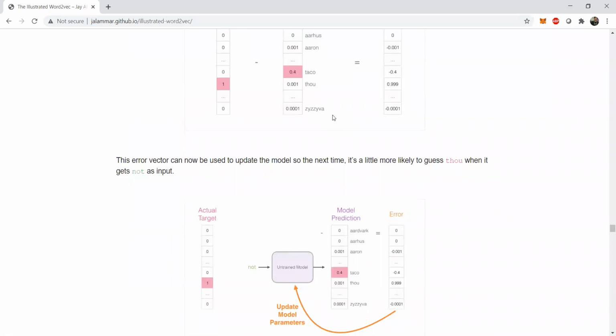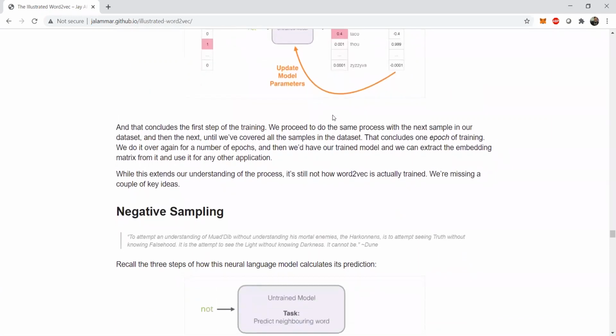Now, the language model gets trained like this. They get the error vectors and they update the weights, or particularly the vectors of each of these words, right? And this is how the training goes on iteratively for epochs and epochs until we get a properly balanced predicted vector matching the actual vector.